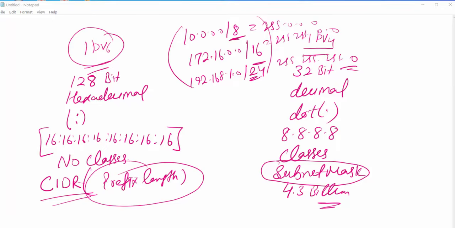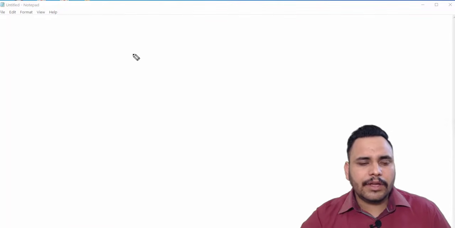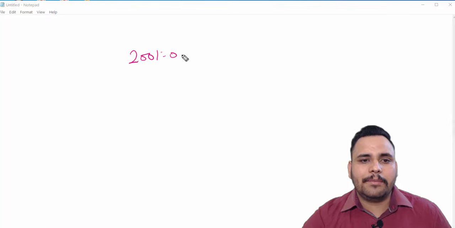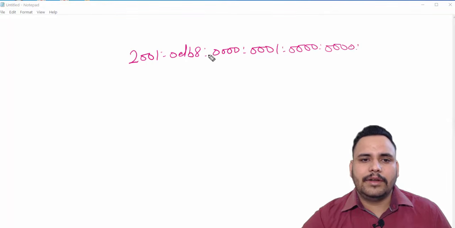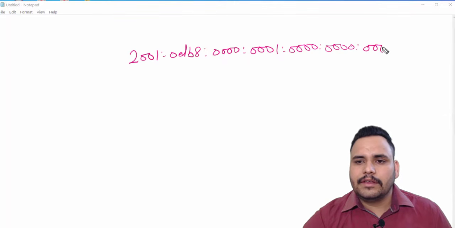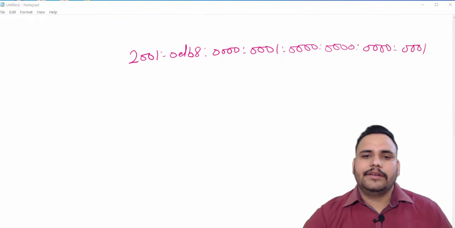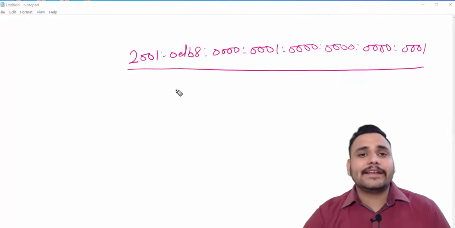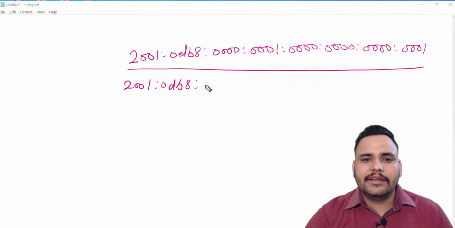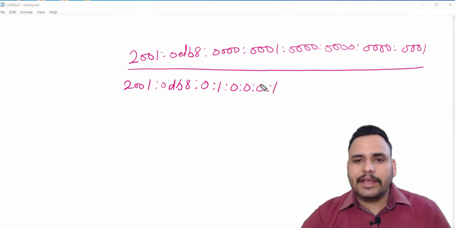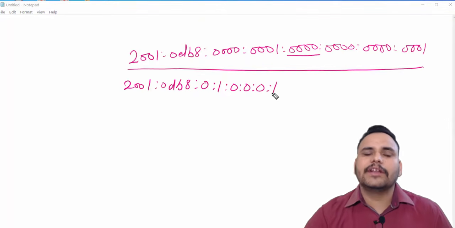So how do we write an IPv6 address? For example, this is my IPv6 address: 2001:0db8:0001 followed by 1 2 3 4 5 6 7 8. See, there are 8 groups of hex digits. In this I can write 2001:0db8:0001:0000:0001, and instead of four zeros I can put a single 0.